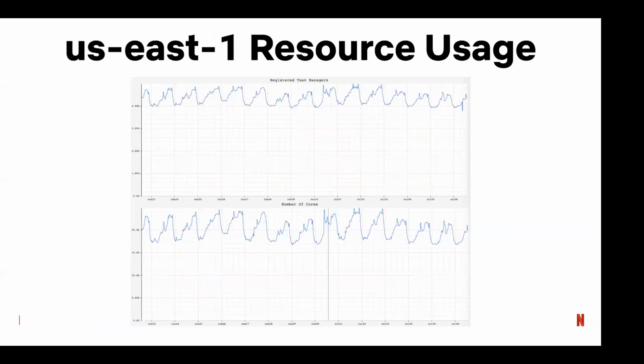Now here are some graphs of the aggregate resource usage of all our routers in a particular region. The top graph is the number of nodes across all our routers in US East 1, and the bottom graph is of all of the CPU cores across all our routers in US East 1. You can see that it follows a sinusoidal pattern with the daily ups and downs of Netflix traffic. During high load periods, we add more nodes. During low load periods, we remove nodes.